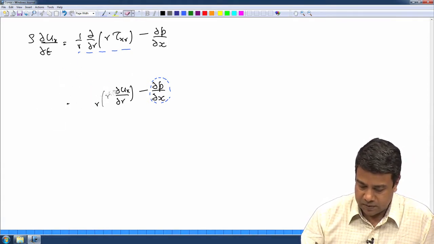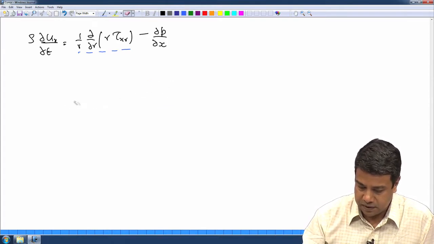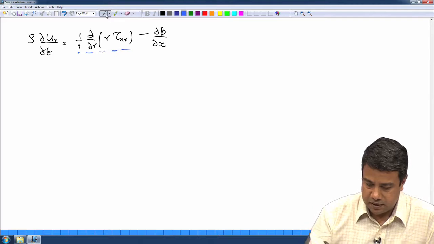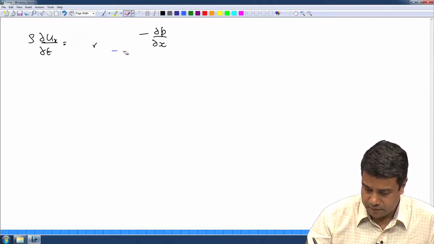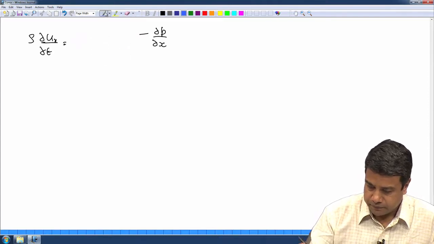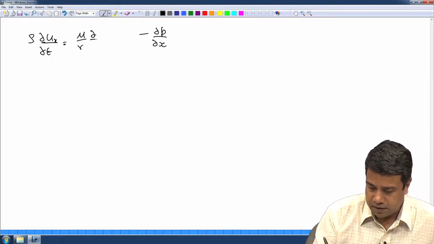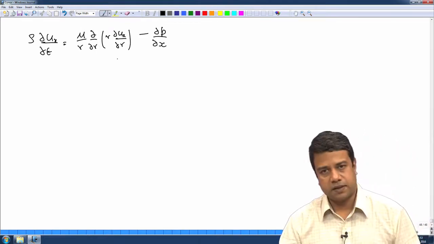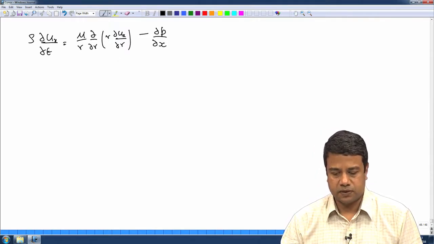The total momentum conservation equation for a general unsteady flow has to be of the form mu by r d by dr of r dux by dr, minus dp by dx. So, that is the momentum balance equation.